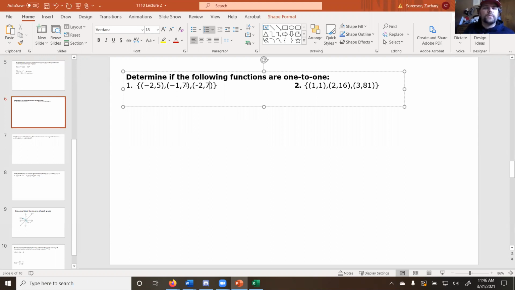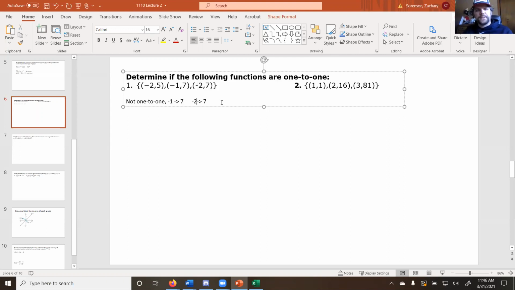This is also not 1-to-1 because of the reverse. I have 7, my output, getting mapped from, not to, -2. So that's how I break the definition of 1-to-1. That's because I have -1 going to 7, and I have -2 going to 7. So very similar to the function definition, just instead of worrying about inputs, now we're worried about outputs.